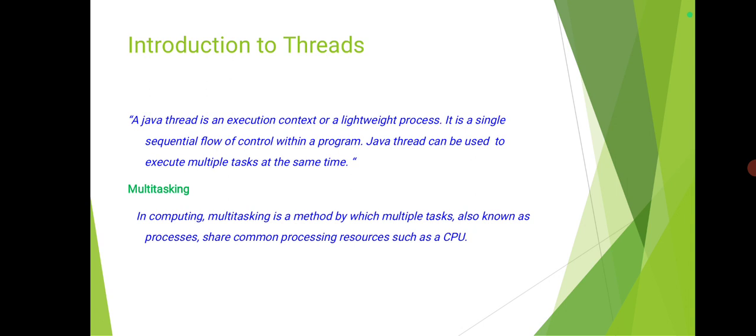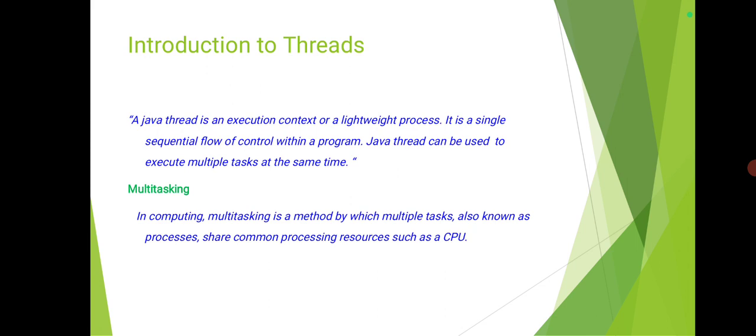At the outset, threads. A Java thread is an execution context, or lightweight process. It is a single sequential flow of control within a program. A Java thread can be used to execute multiple tasks at the same time. It means it is a single independent stream that can run within a program. For example, we can take email.